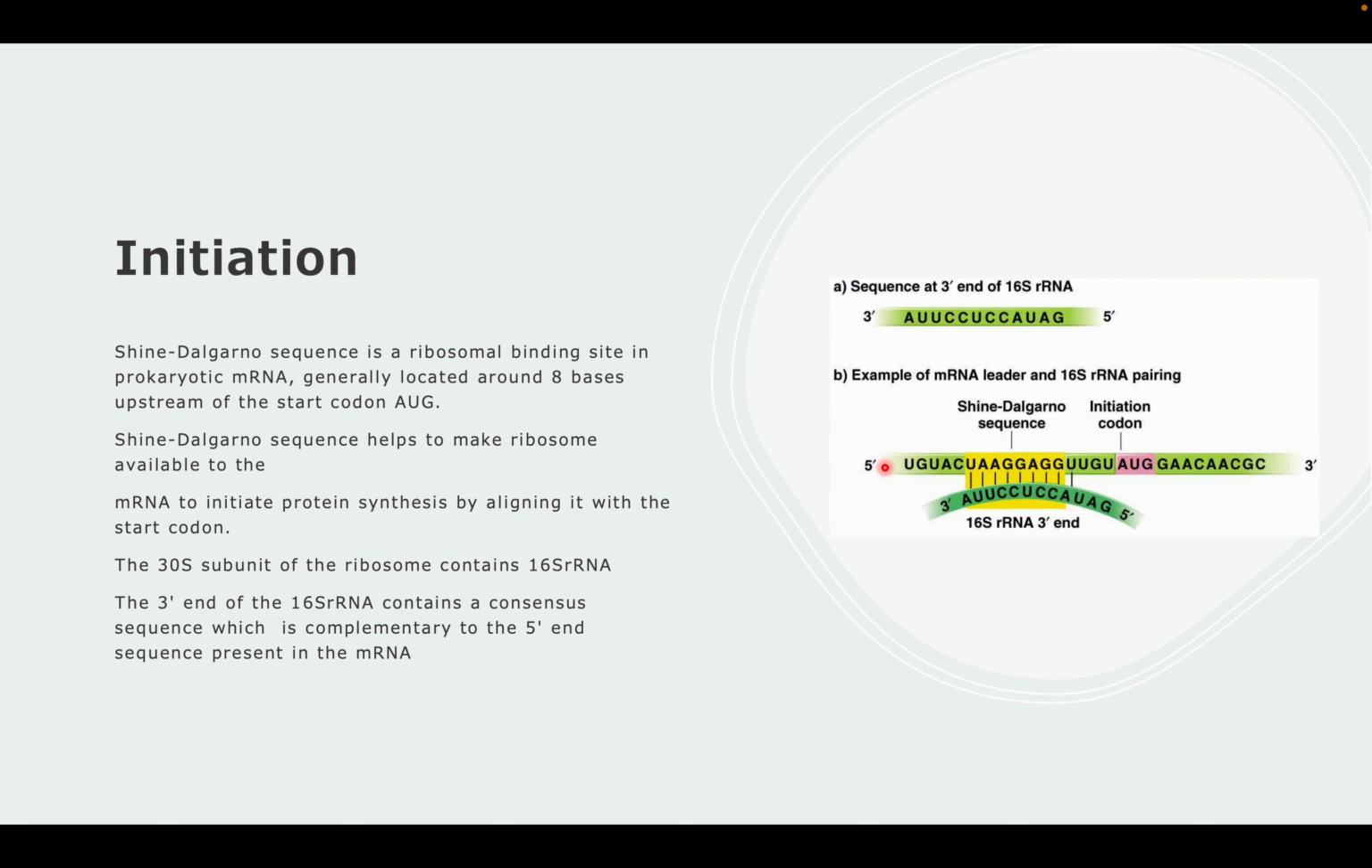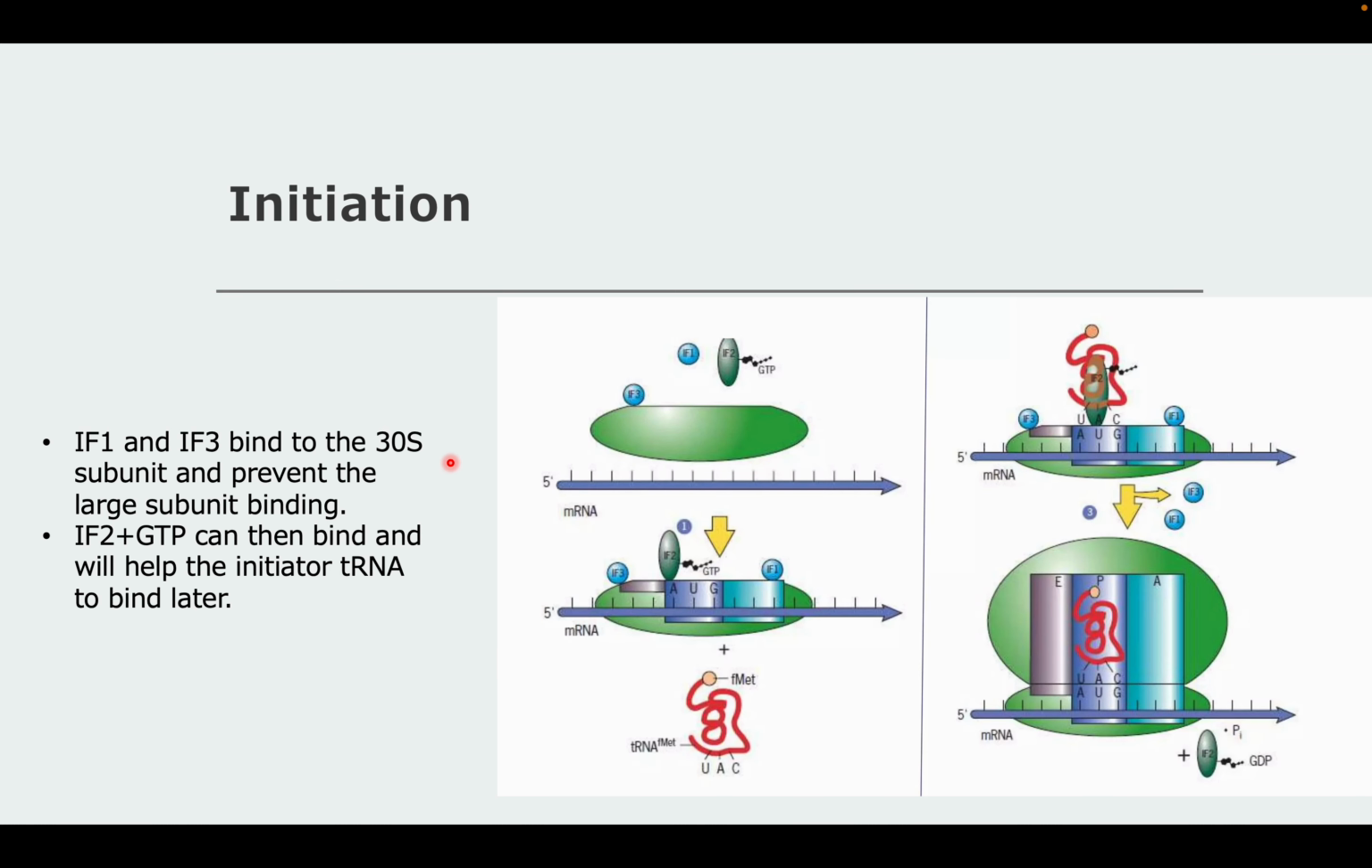So here you can see this is the mRNA, and 8 base pairs upstream is the Shine-Dalgarno sequence, and then the 16S rRNA of the 30S subunit contains a sequence which is complementary to this Shine-Dalgarno sequence. This is the place where the ribosome subunit binds and initiates the translation. So for initiation, there are different factors involved, as I have talked about.